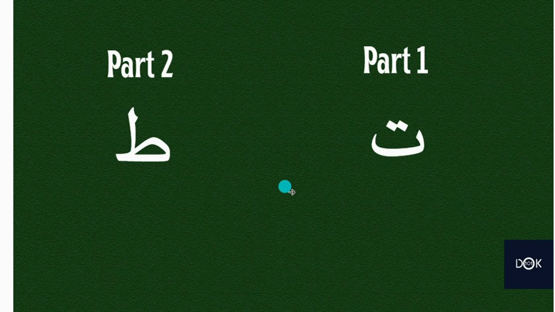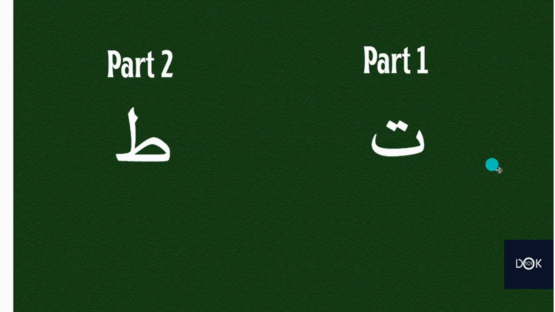Now what happens is when thaw is not pronounced heavily, it becomes the letter ta, because the only difference in the sounds of these two letters is that ta is light and thaw is heavy. So it's ta, ta, thaw, thaw. So if you don't pronounce thaw heavily, the sound is going to make it look like we're reading the letter ta. So make sure you pronounce thaw with a fuller mouth.